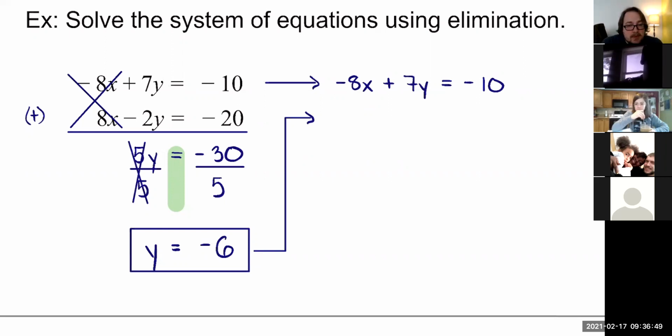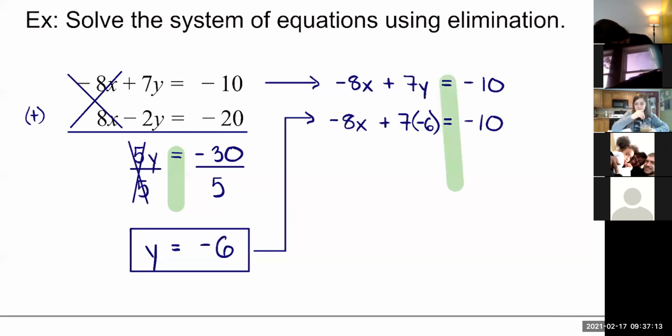So I have this top equation. That's the one I chose. Again, you could have chosen the bottom one if you wish. And when I get to the y, I'm going to replace it with this negative 6. So I'll have negative 8x plus 7, and instead of times y, it's going to be times the negative 6 equals a negative 10. I kind of got a little crazy there with my equal sign. See if I can remedy that real quick.